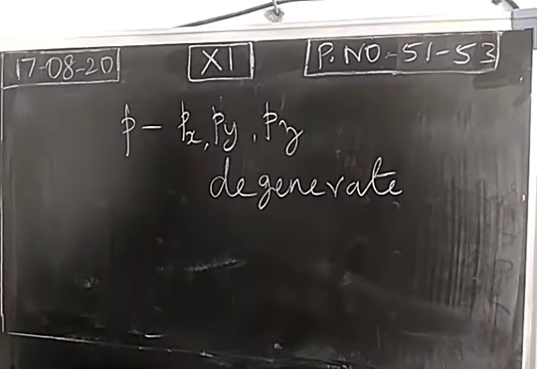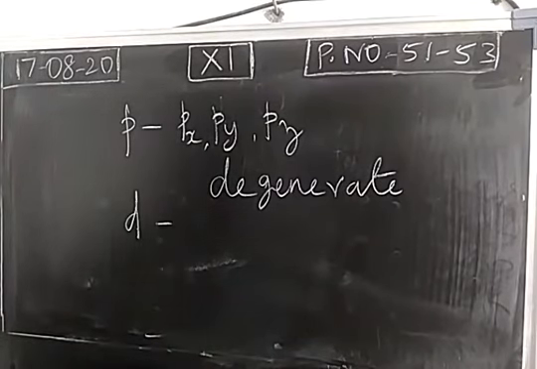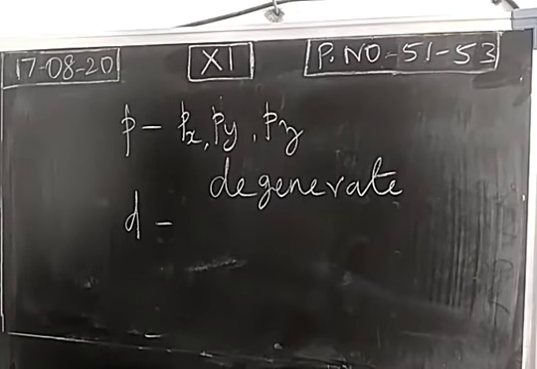In the same way, the d orbital also. The d orbital is of what? 5 types: dxy, dyz, dzx, dx square minus y square, dz square. Right. So they are called degenerate orbitals, equal energy. But if this is in an external magnetic field, then energy will be different.